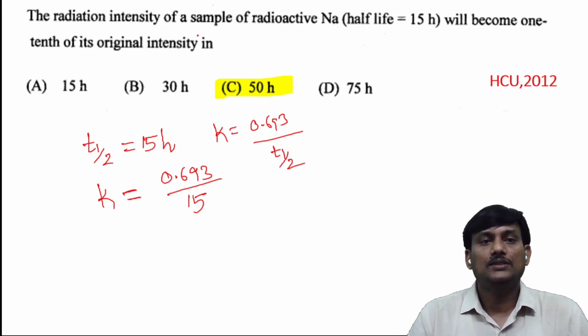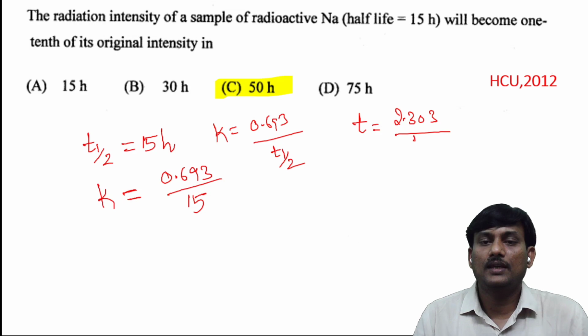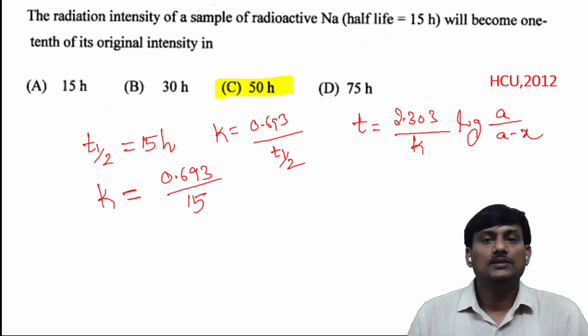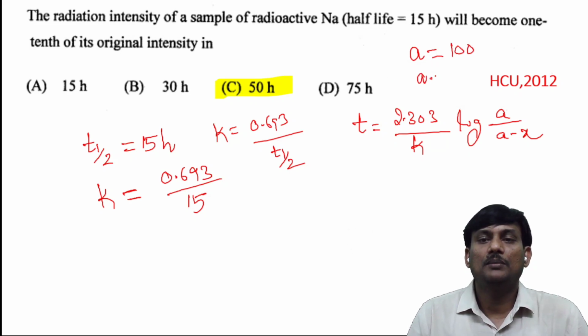Then we have to calculate the time at which the radiation intensity of the sample will become 1/10 of its original intensity. Okay, we have to calculate T. T is equal to 2.303 by K log A by A minus X. Here, let's take the original intensity A as 100, and 1/10 means A minus X will become 100 by 10.